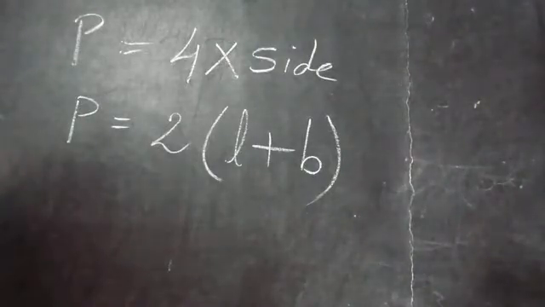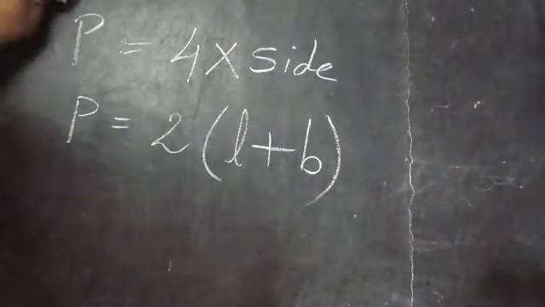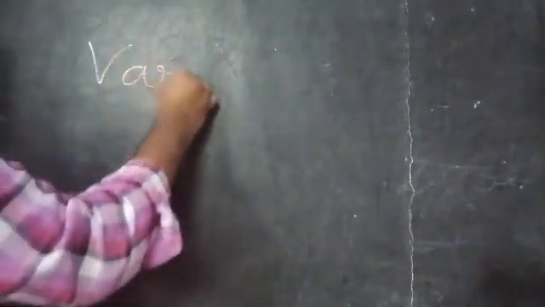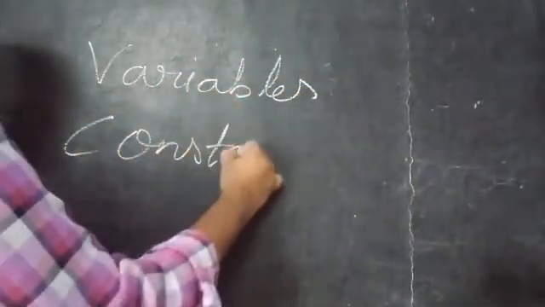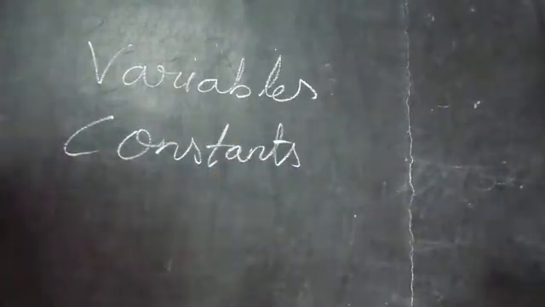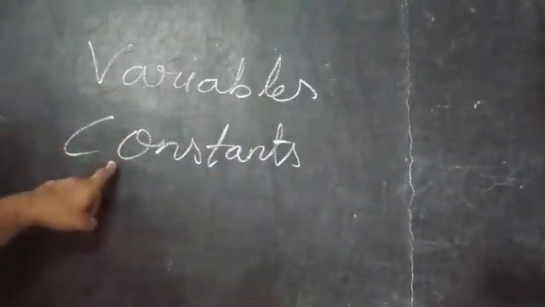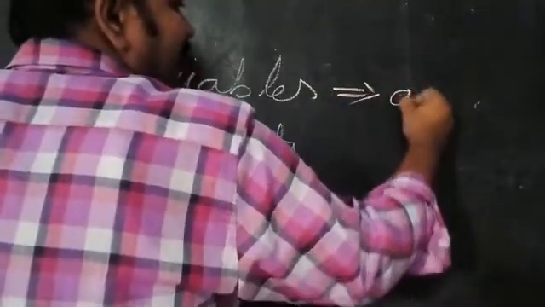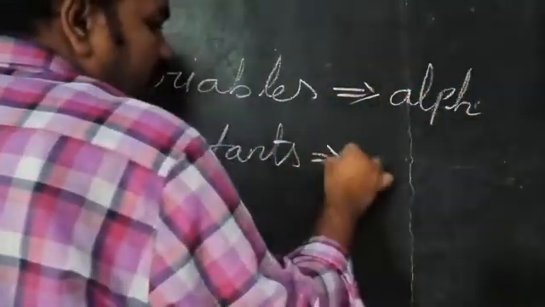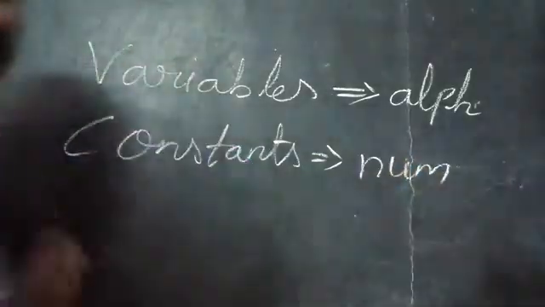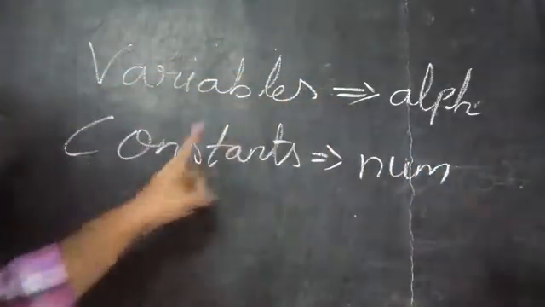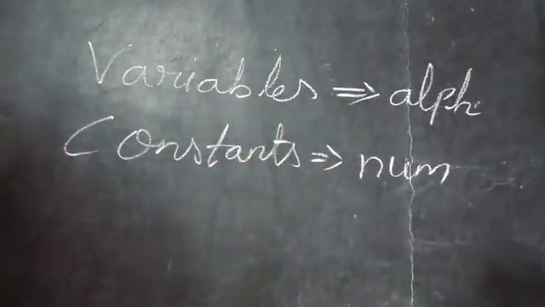The changing of alphabets means varying, so they are called variables. The alphabets we call variables. So two words: variables and constants. What do variables mean? Alphabets. What do constants mean? Numbers. Variables means alphabets, constants means numbers.